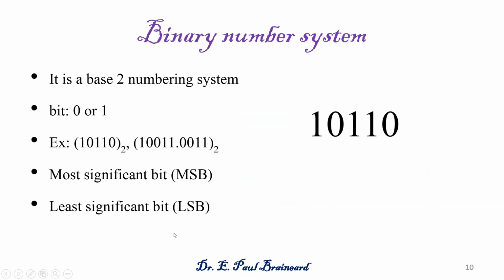Next is the binary number system. For example, in the binary number 10110, the leftmost bit 1 is called the most significant bit or MSB, while the rightmost bit 0 is called the least significant bit or LSB.